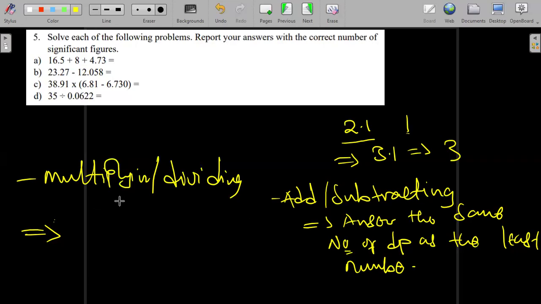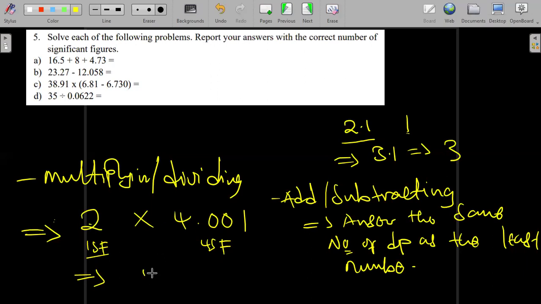But when you are multiplying or dividing, your answer should have the same number of significant figures as the number that had the least number of significant figures. So for example, if I have 2 multiplied by 4.001, this one here has only 1 significant figure, but this one here has 4 significant figures. So when you multiply these 2, your final answer should have the least number of significant figures. So it means your answer should have 1 significant figure.